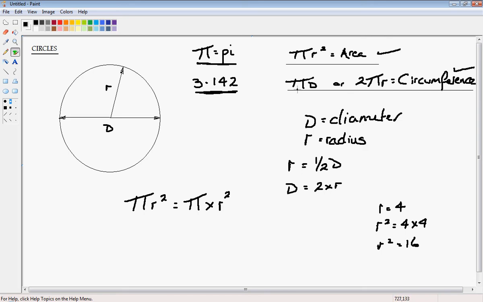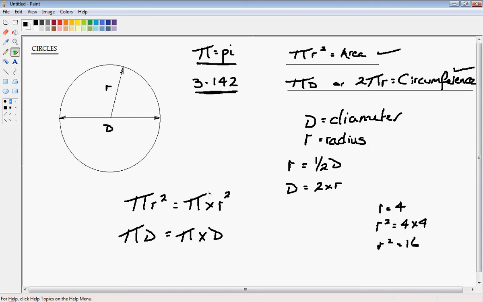Now the circumference is pi d or 2 pi r. Okay, now pi d is just pi times the diameter. So pi d is just pi, this value or whichever value they give you, multiplied by whatever the diameter of the circle is. Now that will tell us the distance around the outside of the circle.